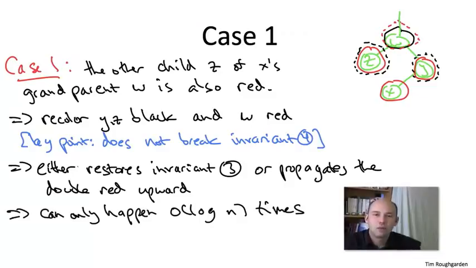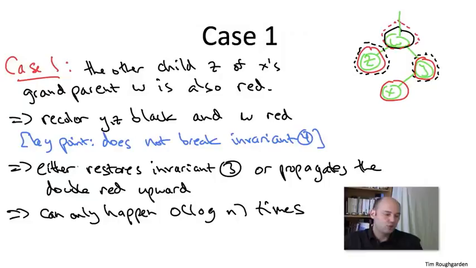So we're not quite done. The one final detail is what happens when this recoloring procedure actually recolors the root. So you could, for example, look at this green picture on the right of this slide and ask, well, what if W is actually the root of this red-black tree and we just recolored it red?